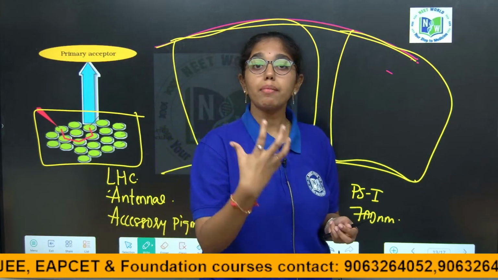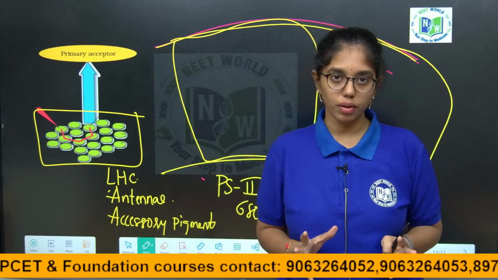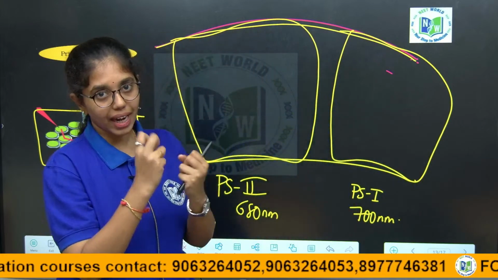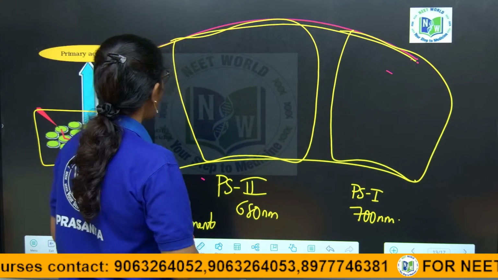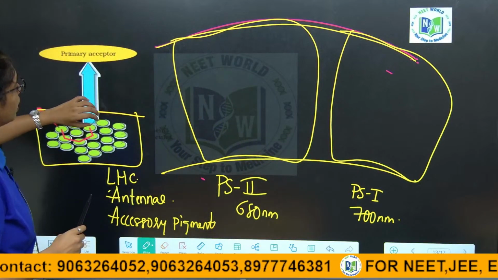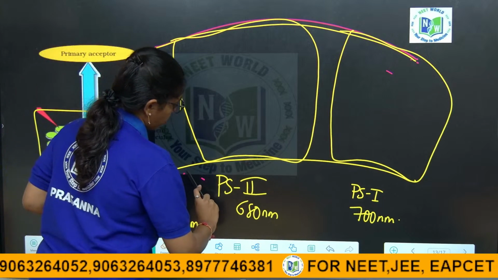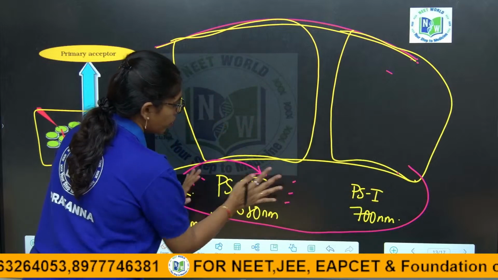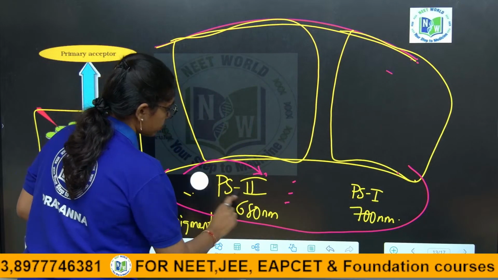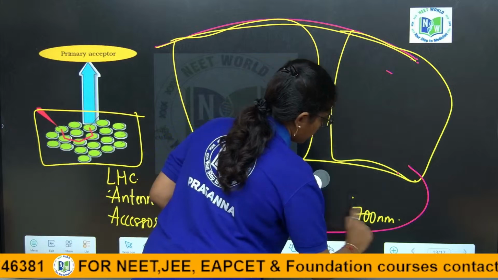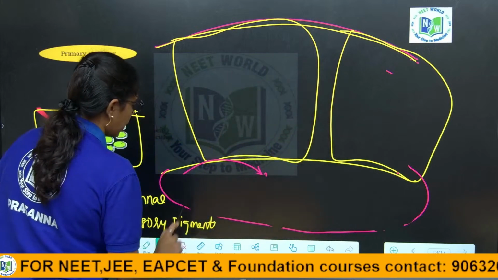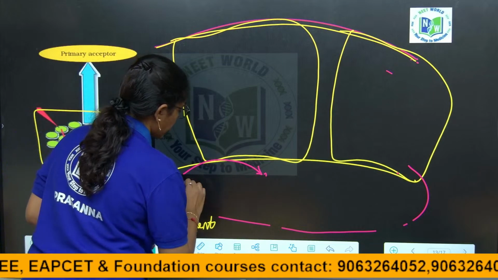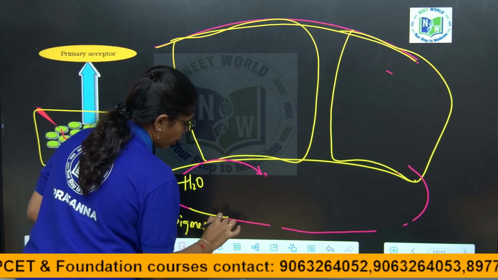mostly absorb light at lower wavelengths. At different wavelengths of light, they absorb the light in the form of photons, and then they release electrons. Here inside the lumen of the thylakoid, towards its inner membrane, water molecules are present.